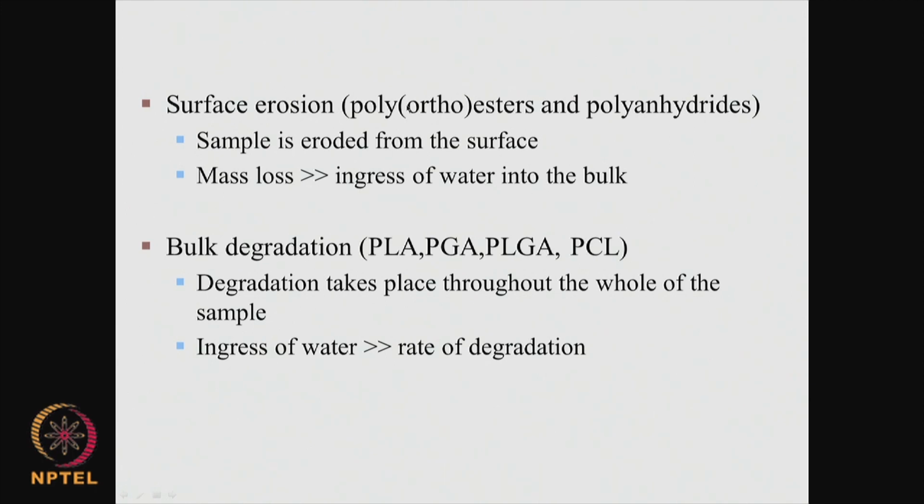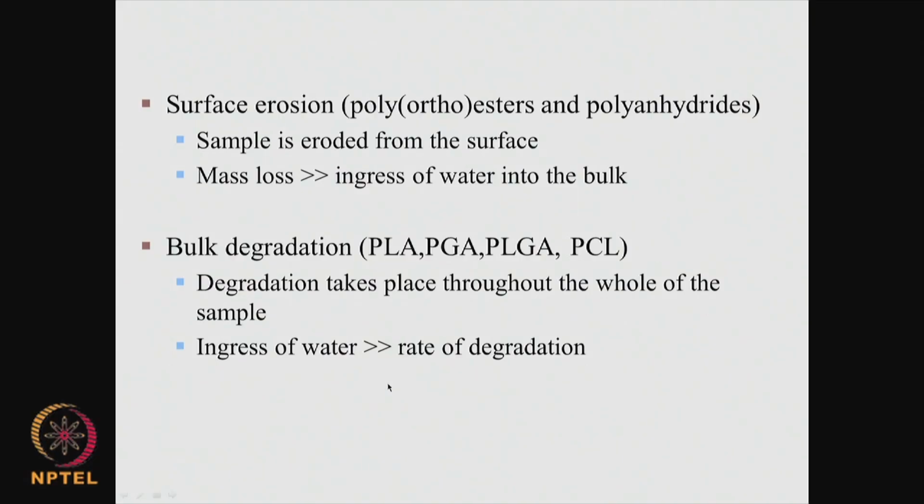Examples of surface erosion: polyorthoesters, polyanhydrides, that means the mass gets lost very fast when compared to water ingress into the polymer. Bulk degradation: PLA, PGA, PLGA, PCL. So the ingress of water is much faster than the rate of degradation. Water goes inside and the material starts degrading, and that is called bulk degradation. In bulk degradation the degradation takes place throughout the material, whereas surface degradation takes place at the surface, because the water ingress is much slower than the mass loss, whereas in bulk the ingress of water is much faster than the rate of degradation.